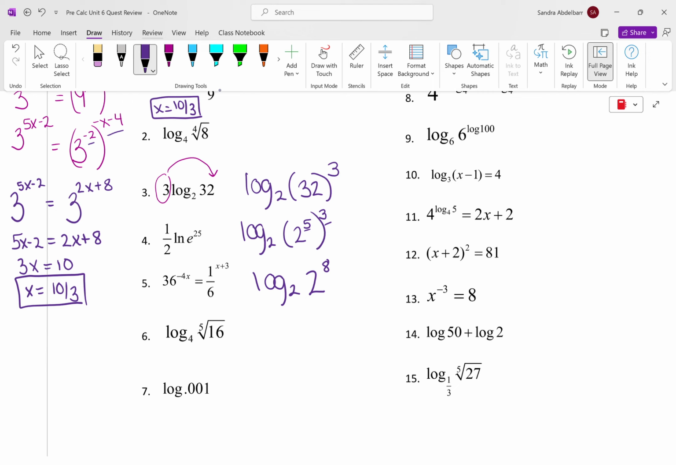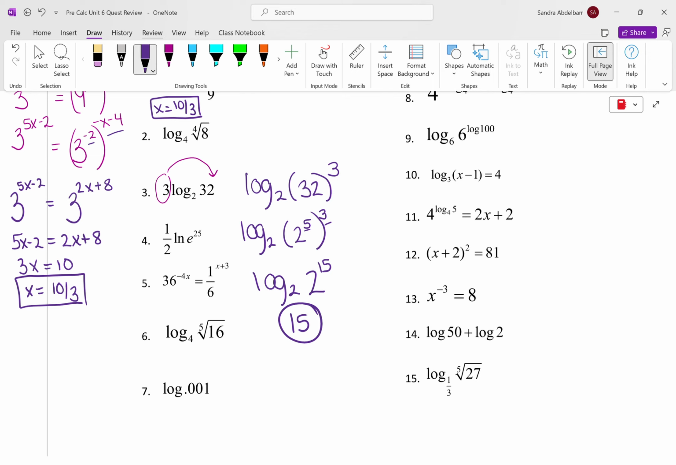Isn't this a shortcut? 8, you got it. Log base b of b to the t is t. Oh, I added. Sorry, this is 15. Your answer is 15. Sorry. Power to a power, you multiply. The shortcuts help.